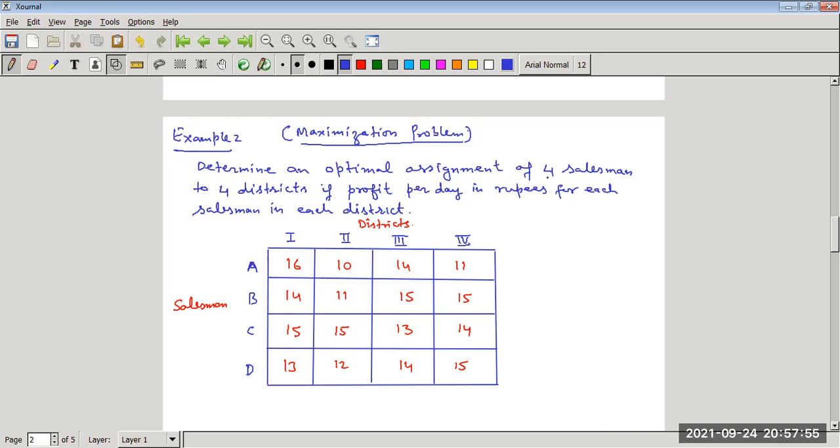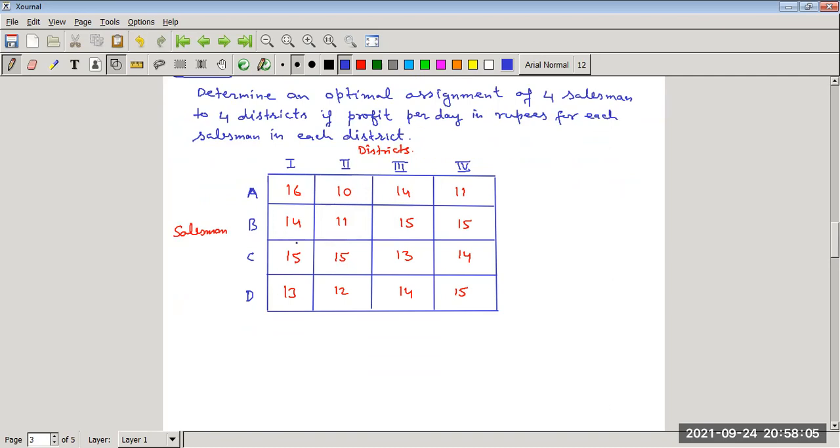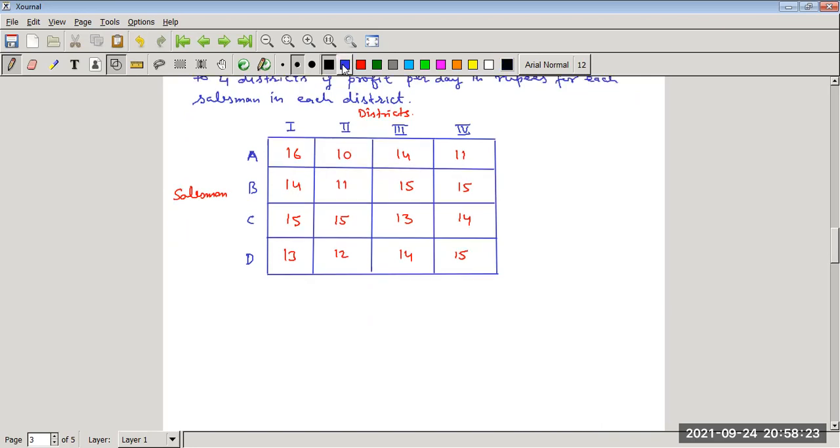Determine an optimal assignment for 4 salesmen to 4 districts if the profit per day in rupees for each salesman in each district is given below. These are the 4 salesmen A, B, C, D. These are the districts first, second, third, fourth. We have assigned according to their performances. So first, because it is a maximization problem, we convert it into minimization by selecting the maximum element. What is the maximum element?